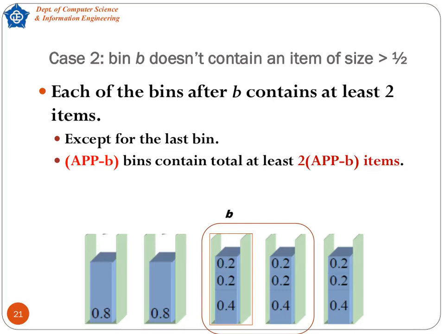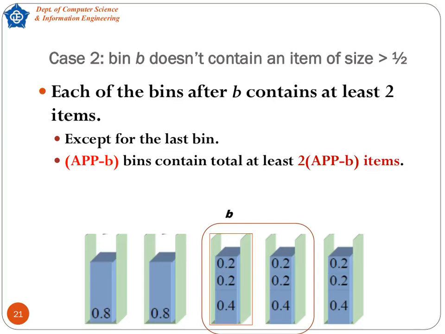Furthermore, when we consider the bins handled by our approximate bin packing algorithm, or APP-B, these bins collectively contain a total of at least 2 times APP-B items. To illustrate this, let's look at the example bins shown below. You'll see several bins, each with a total capacity of 1. In this particular setup, the first 2 bins happen to contain a single item of size 0.8 each.